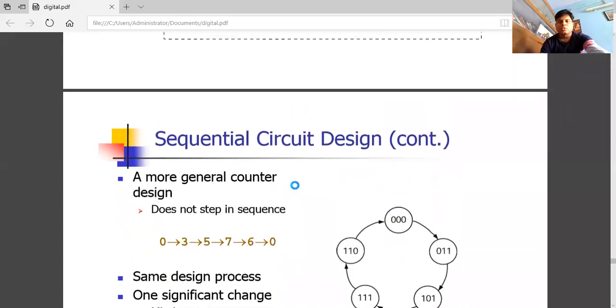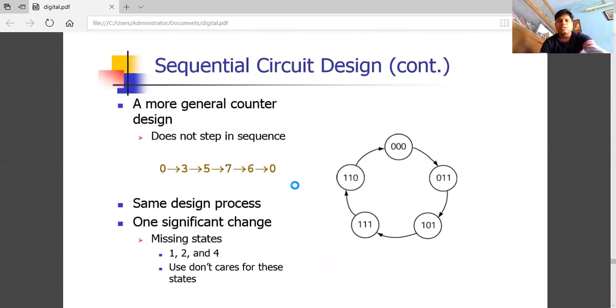So now I can continue with sequential circuit design. Earlier we designed a binary synchronous counter. In this section we have to design a twisted counter.